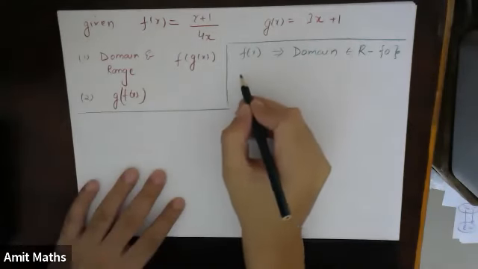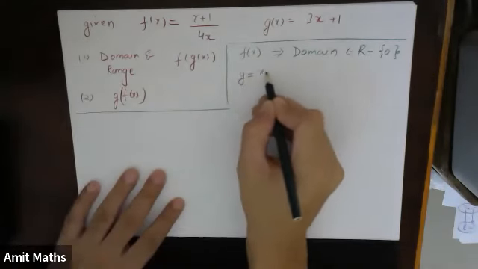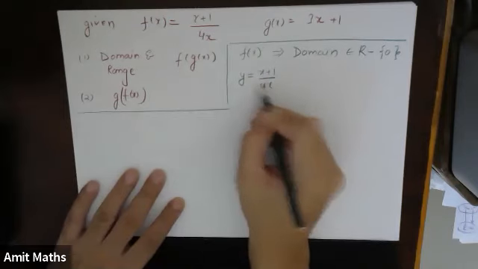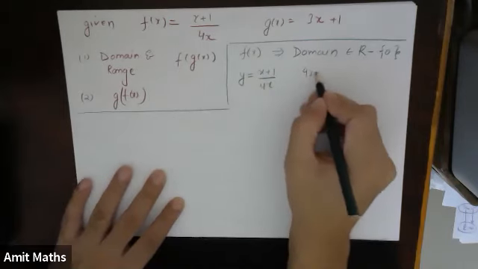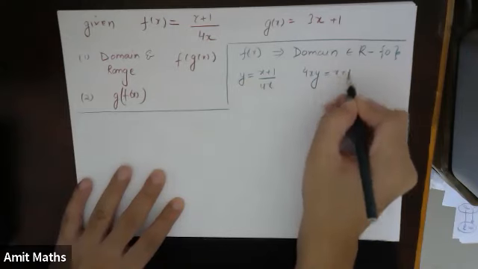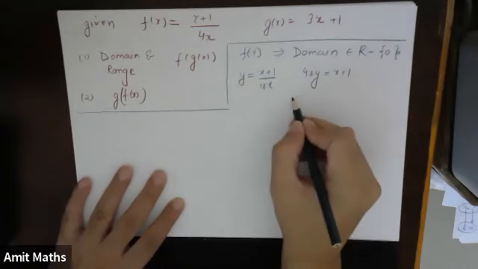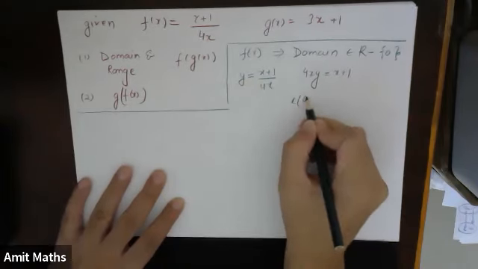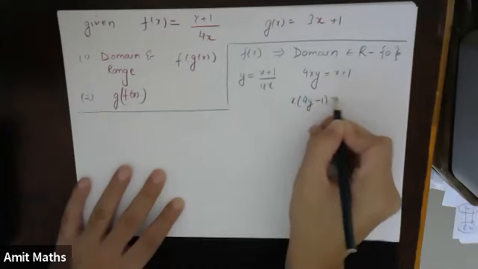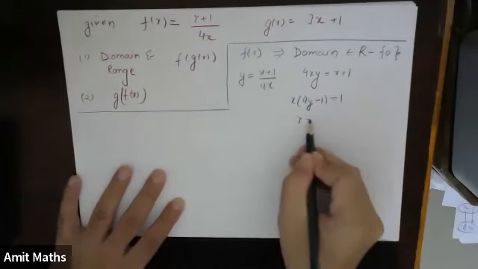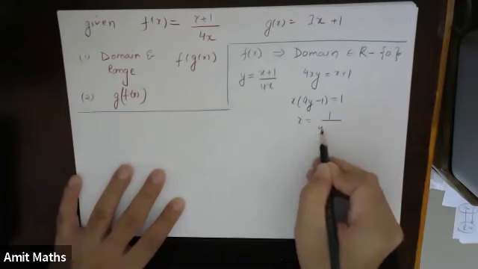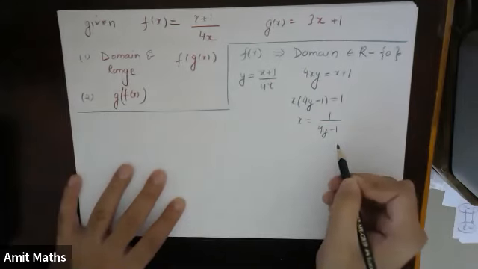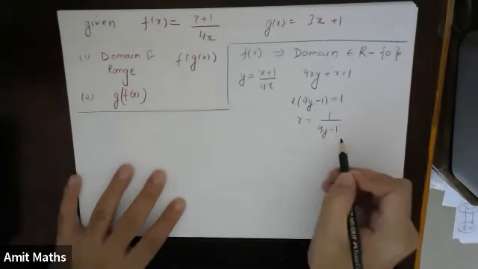To find the range, I can substitute y is equal to x plus 1 upon 4x. I will cross multiply, so this will be 4xy is equal to x plus 1. I will take x to this side, so this is x times 4y minus 1 equals 1. So x is equal to 1 upon 4y minus 1.